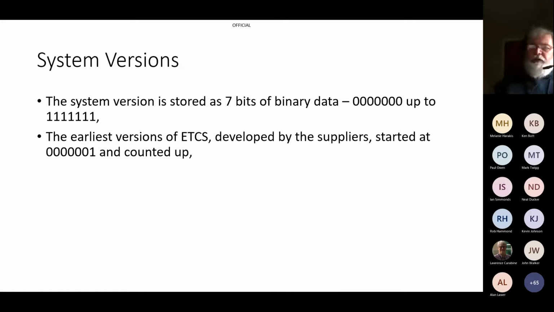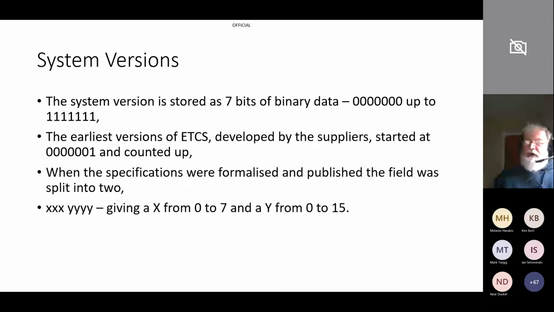And in the very early versions of ETCS, principally being developed by the suppliers working in conjunction with other parts of the industry, the versions sort of started at number 1 and counted up in binary. And different suppliers would generate versions at different levels, and it was literally just counting up.